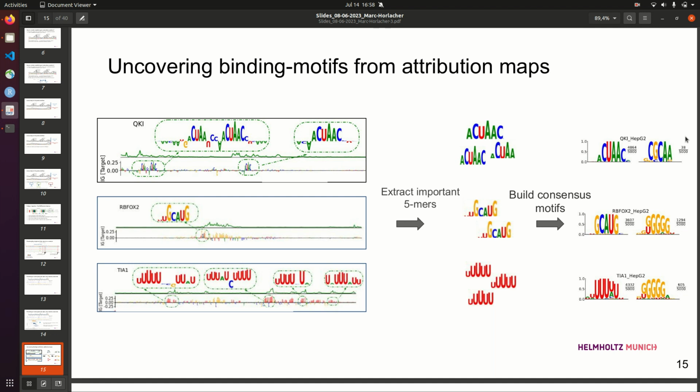So this is exactly what we did. We performed predictions over thousands of sequences and then computed feature attribution, feature importance scores. We extracted highly important 5-mers from our feature importance maps, and we then aligned those important 5-mers greedily, starting from the most important 5-mer, in order to form consensus motifs. And as you can see here on the very right, the consensus motifs we built correspond to literature motifs, for instance for the QKI, RBFOX2 and TRA2 proteins.